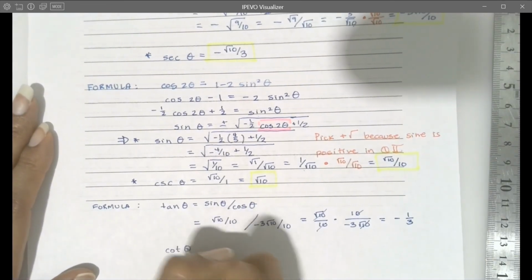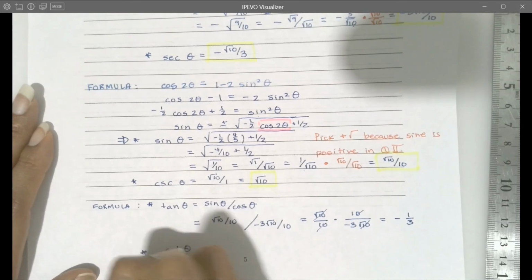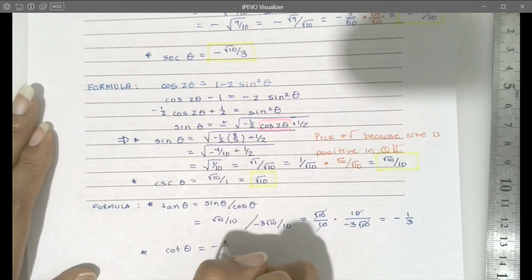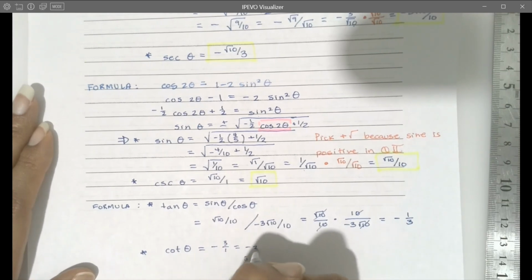And finally, cotangent of theta. For cotangent of theta, we just take the reciprocal of tan, so that'll be negative 3 over 1, which is just negative 3.